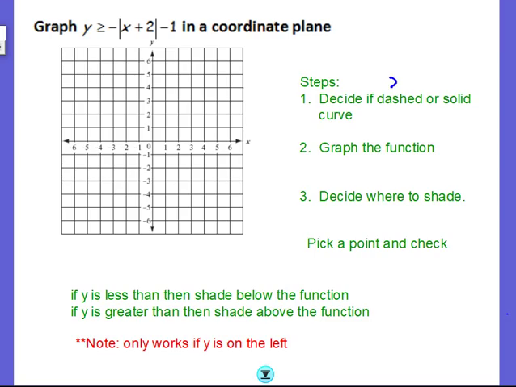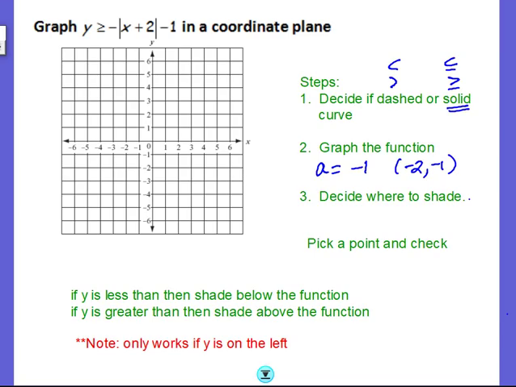Dashed is when it's open, so greater than or less than. And solid's when it's closed, greater than or equal to or less than or equal to. Well, since this one is greater than or equal to, we're going to be solid. Now we're going to graph our function. So A in this case is negative 1, and our vertex is negative 2, negative 1.